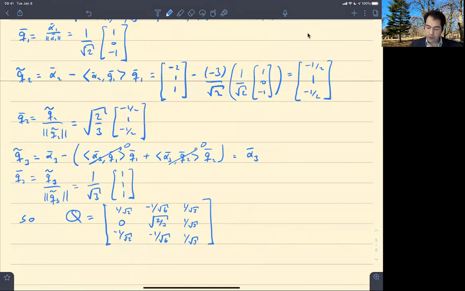Right. Another way of writing that, if you don't want to have too many fractions, is we could pull out a 1 over square root of 6, and then we have square root of 3, 0, square root of 3, minus 1, 2, minus 1, and then square root of 2, square root of 2, square root of 2.